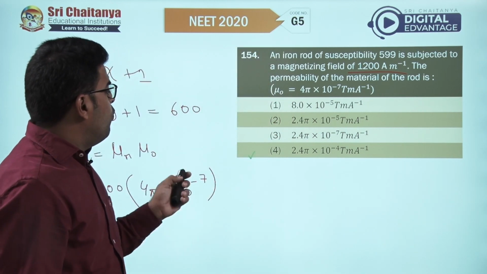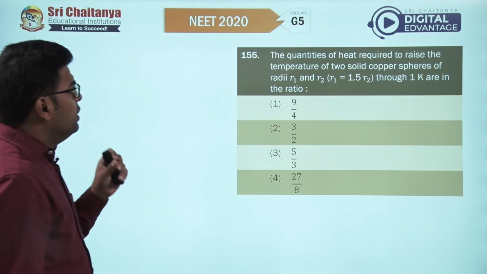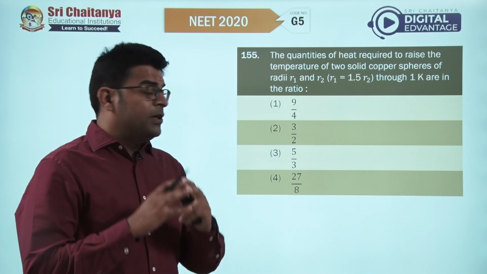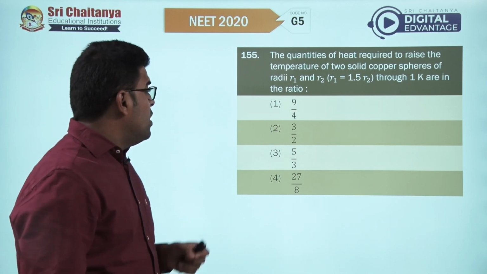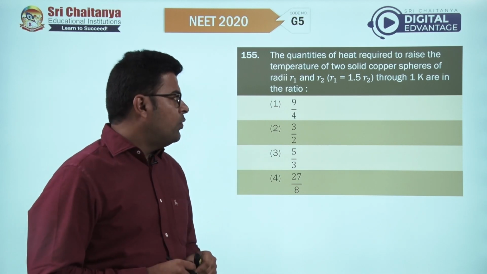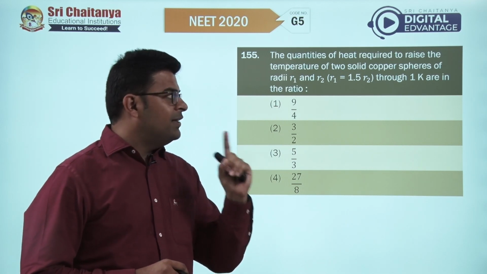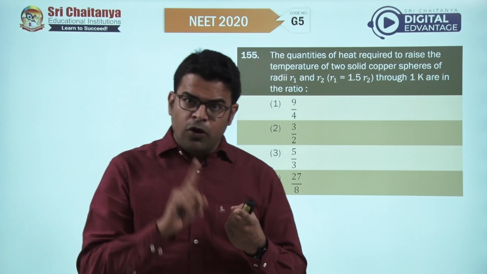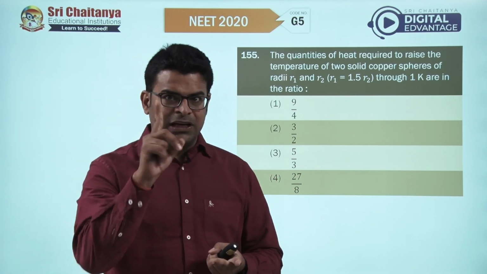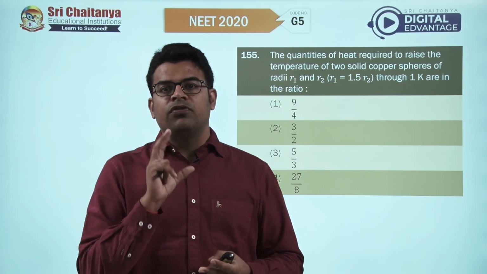Question number 155. The quantities of heat required to raise the temperature of two solid copper spheres, both made up of copper, of radii R1 and R2, R1 is 1.5 times R2, through 1 Kelvin are in the ratio. So both are made up of copper. Both of their temperature has to be increased by same amount, which is 1 Kelvin. They are asking what is the amount of heat required.